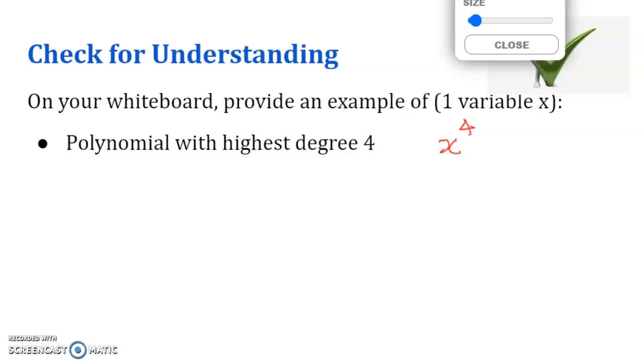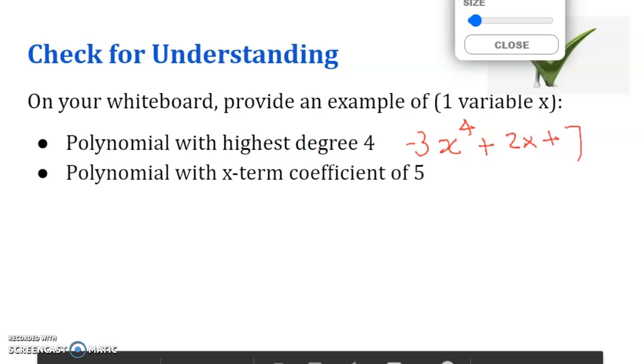And I can put any coefficient. So let's put negative 3, so negative 3x to the power of 4. It's a polynomial with the highest degree of 4. And then I can put anything else following it. I can put one term, two terms, or 0 terms, no more terms. But let's just put two more terms like 2x plus 7. Okay?